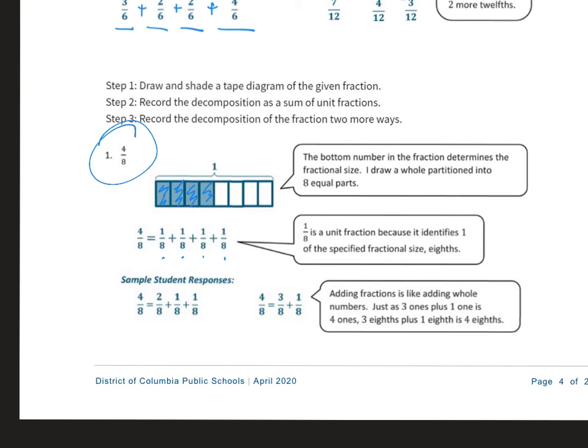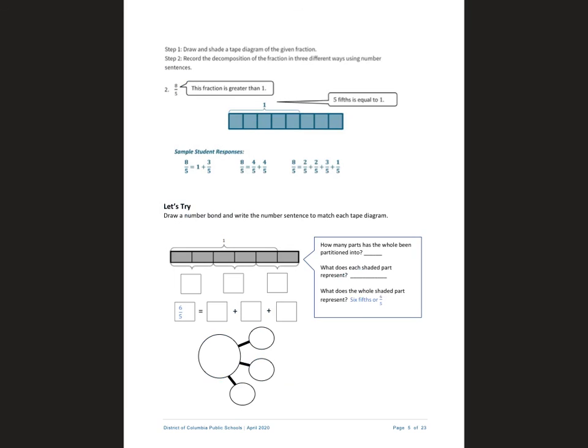And then they said to record it 2 more ways. So it doesn't have to be a unit fraction anymore. So they recorded it in this way and in this way, which all add up to 4 eighths. Okay? So that's a page for you to do your learning. It's kind of like teaching yourself right now, which I know can be kind of annoying, or kind of hard for some people. Okay, going on to the next page. Again, it's the last part of that learning.